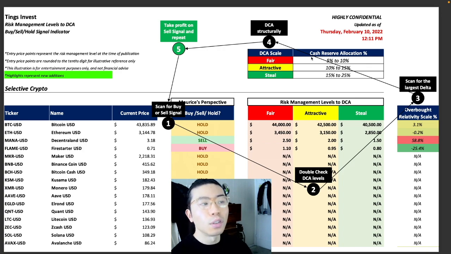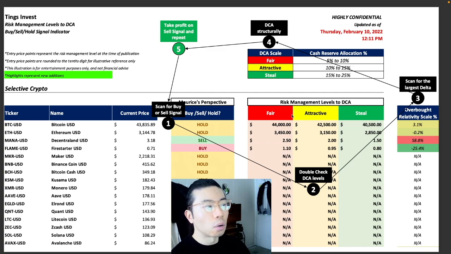If you believe in your fair psychological perspective that you're willing to allocate 5 to 10%, then go ahead. If you want to allocate 10 to 15% because you believe that's an attractive level, right, then you put in 10 to 15% of your cash reserve. And if it's more of a steal level that you feel relatively bullish on, then you put in 15 to 25%, right?